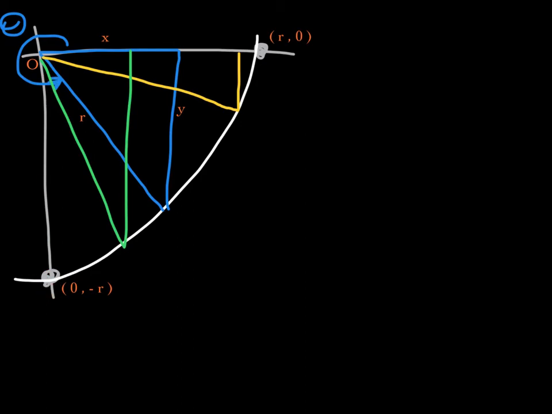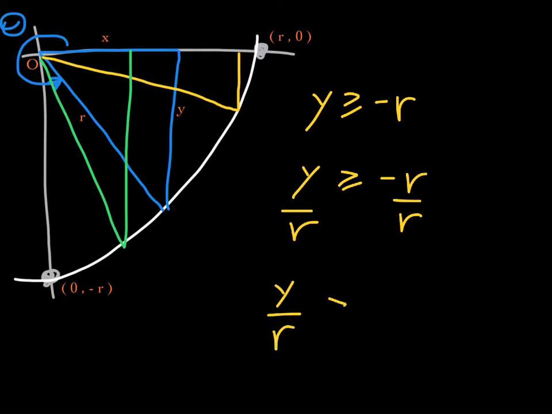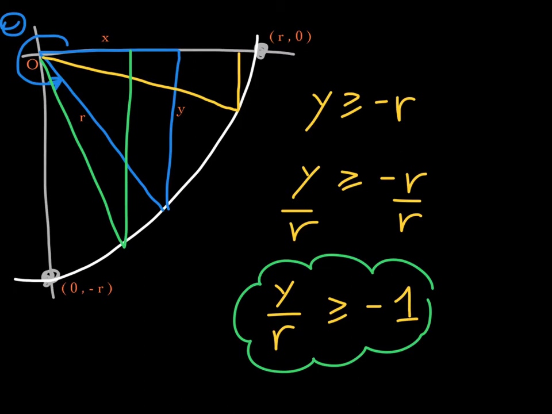So then we have the following relationship. Y is always greater than or equal to negative r. Now let's divide both sides of this inequality by r, like we did last time. That would be y over r is greater than or equal to negative 1. Now I want you to take this statement and the previous statement that I asked you to recall and put them together. A minute ago, we had that y over r is less than or equal to 1, and now we have y over r is greater than or equal to negative 1.